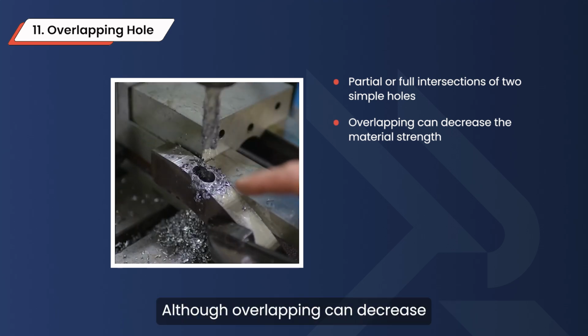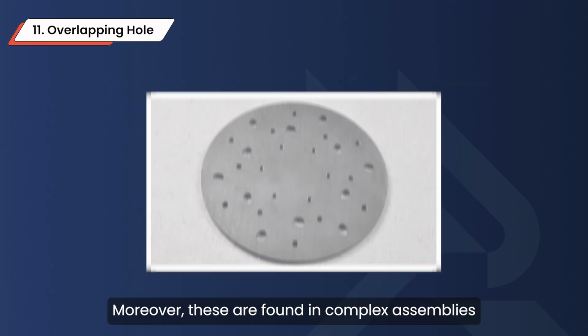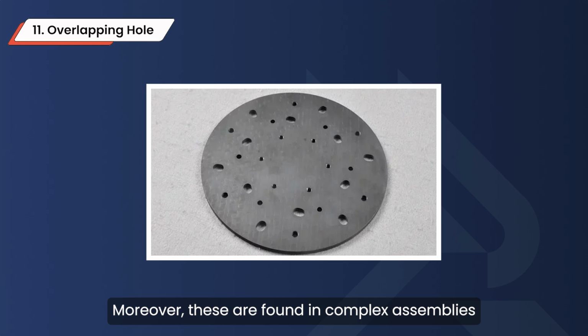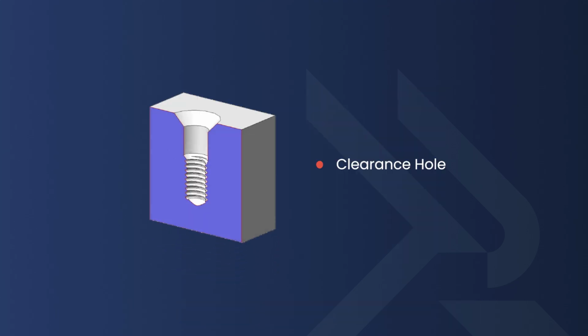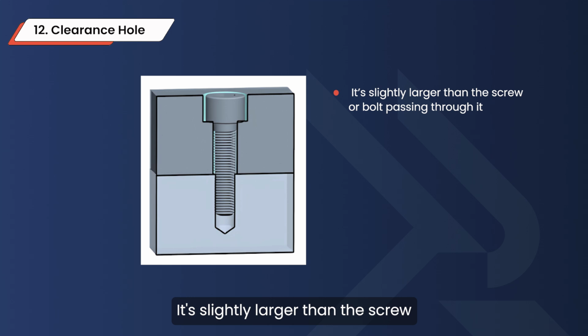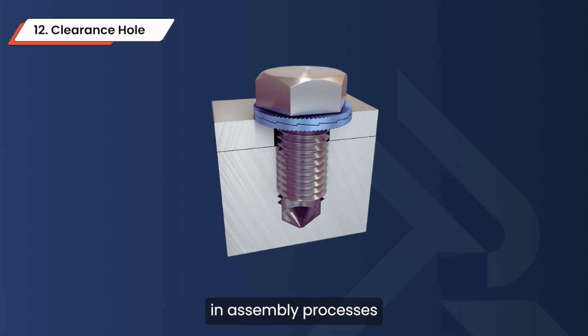Although overlapping can decrease the material strength, reinforcing can counter this. Moreover, these are found in complex assemblies and custom metal fabrication. Finally, clearance hole. It's slightly larger than the screw or bolt passing through it. This will prevent friction and allow free movement. Clearance holes are crucial in assembly processes where parts need to align smoothly without binding.